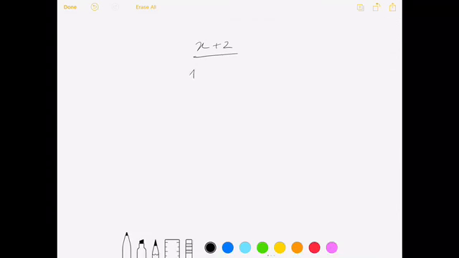Not much we can do with the numerator x plus 2. Looking at the denominator, we've got 4x plus 8. There's a common factor of 4. So that leaves us with 4 bracket x plus 2. So we can cancel the x plus 2 with the x plus 2, which leaves us with 1 over 4, or a quarter.